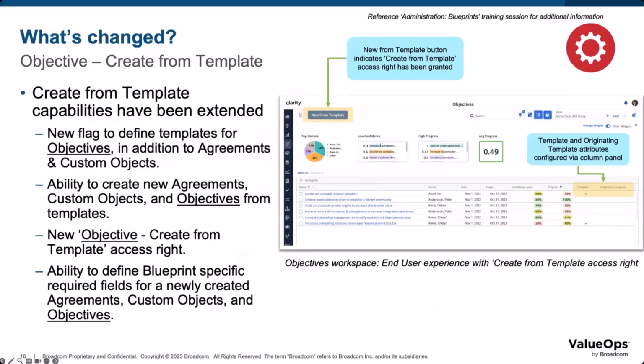The last piece of functionality is the ability to define blueprint specific required fields for newly created objectives. And you can leverage the business rules capability for that. And again, as a reminder, for additional information on this topic, refer to the administration blueprint training topic.